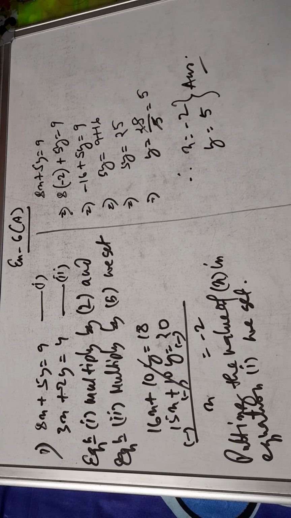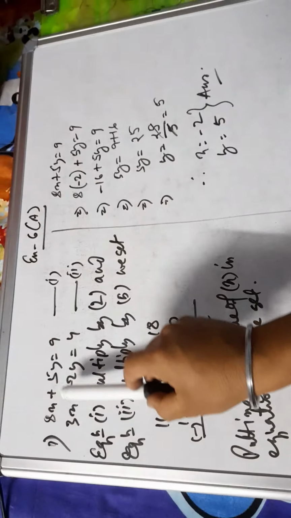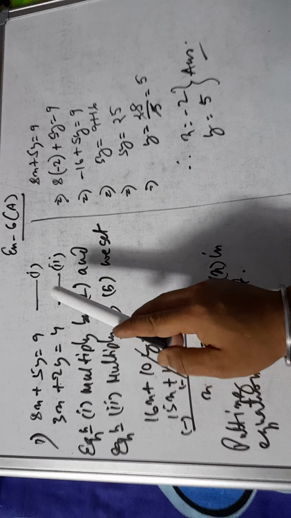Now we will start with two equations, equation 1 and equation 2. We can see here 8x plus 5y equal to 9 and 3x plus 2y equal to 4.